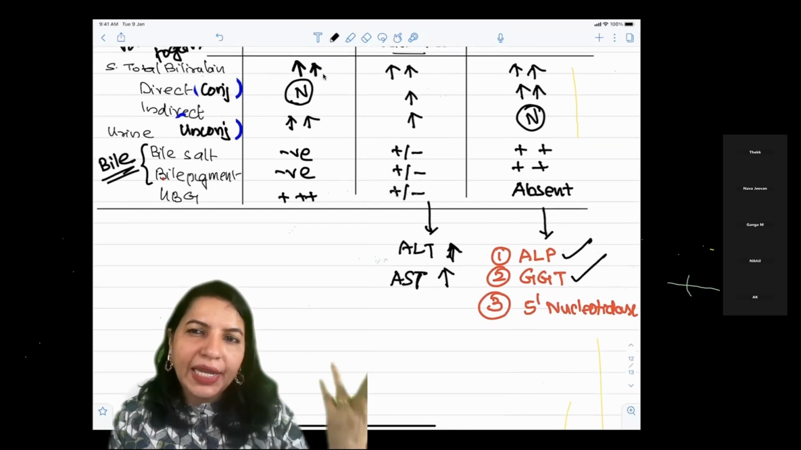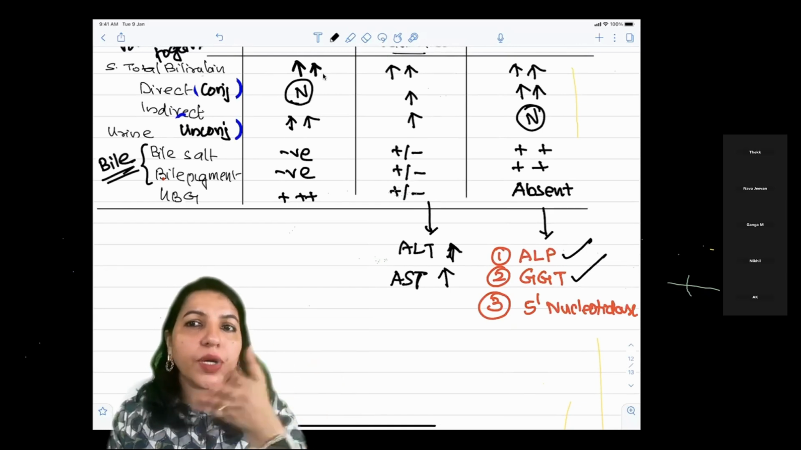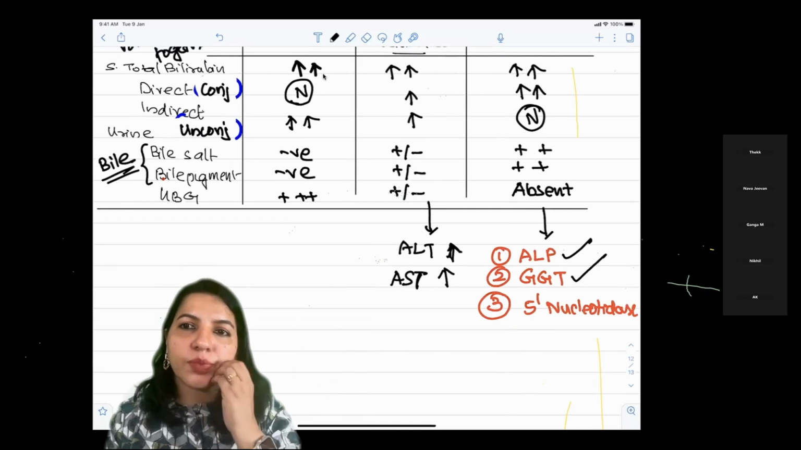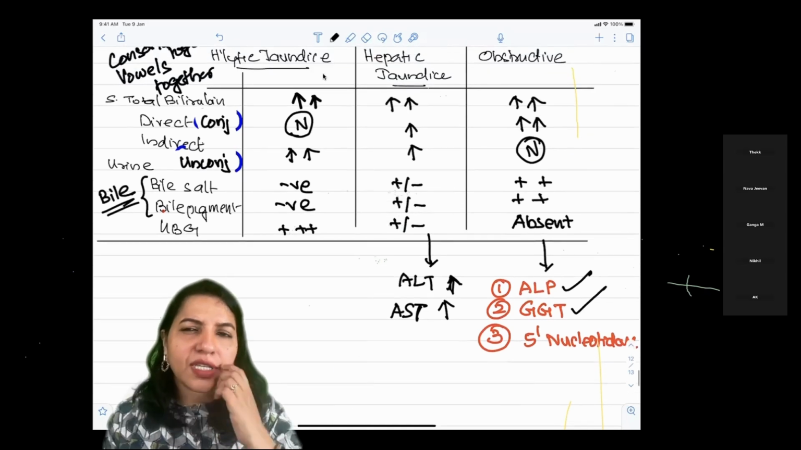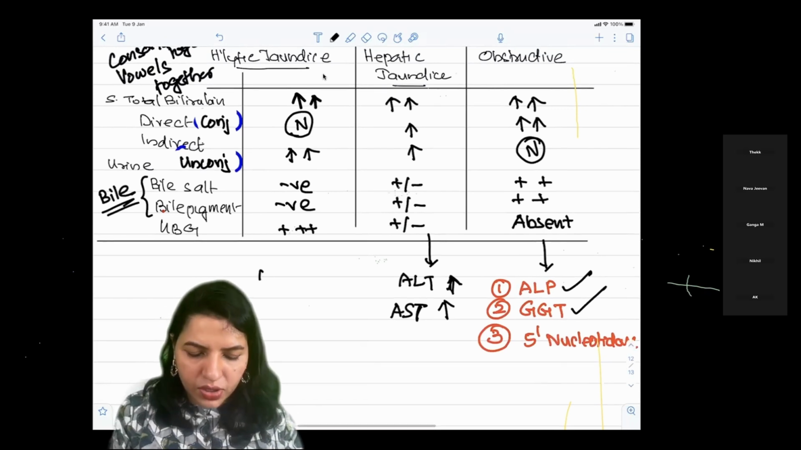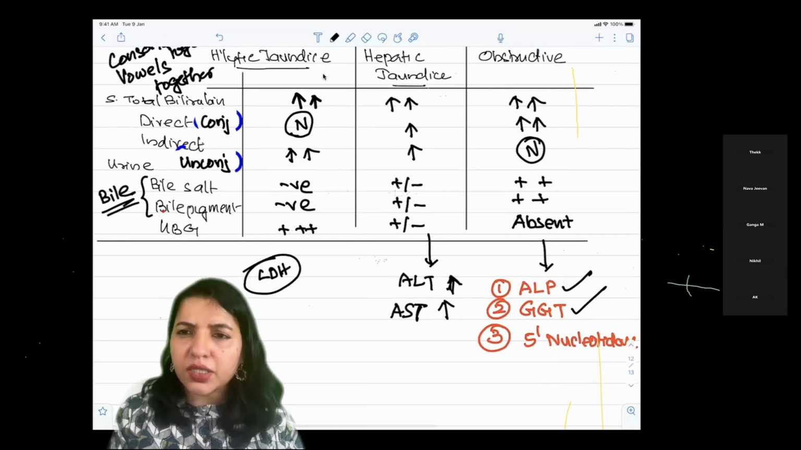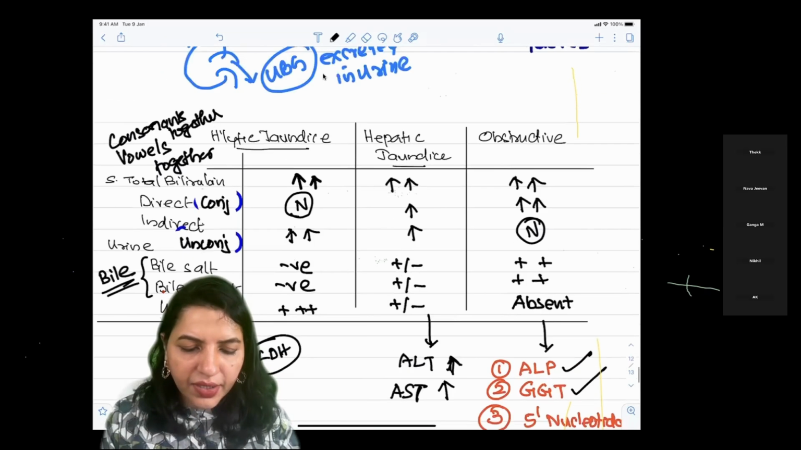Hemolytic jaundice doesn't have any marker, but LDH you can say, because lactate dehydrogenase is the enzyme which converts pyruvate to lactate, which is present in the RBC. So that is one enzyme you can say. There is not much enzyme for hemolytic jaundice. LDH you can say, but it is not a specific enzyme for RBC alone. Okay, so these are the enzyme markers.